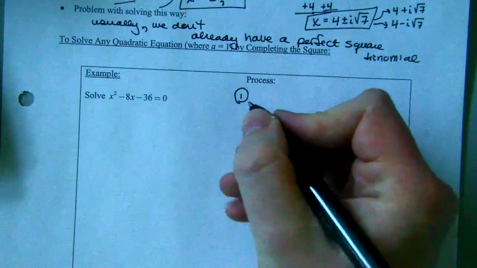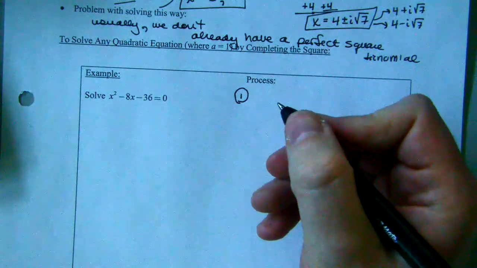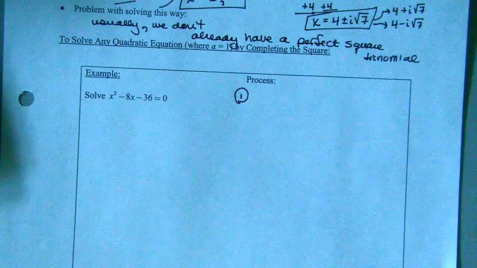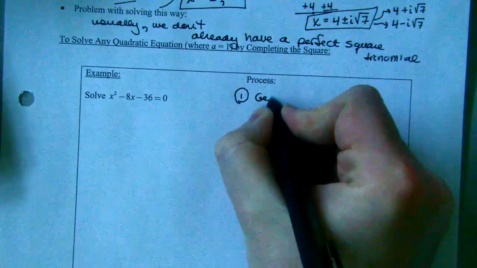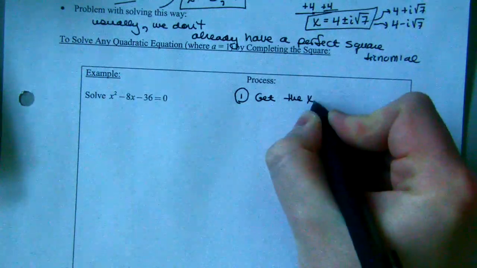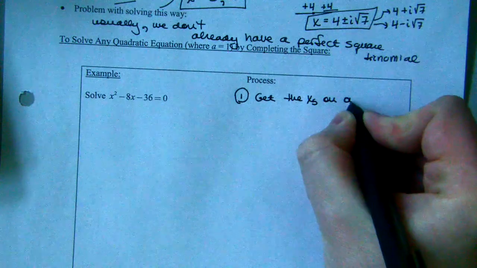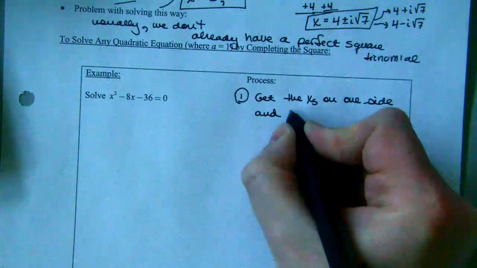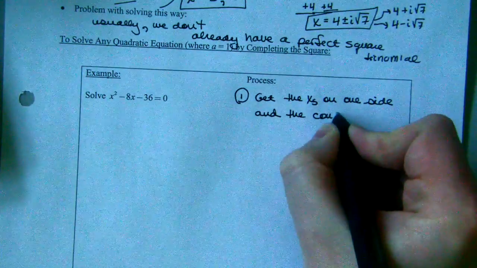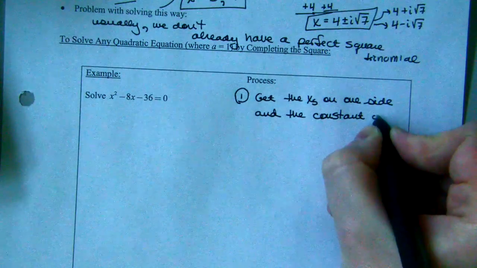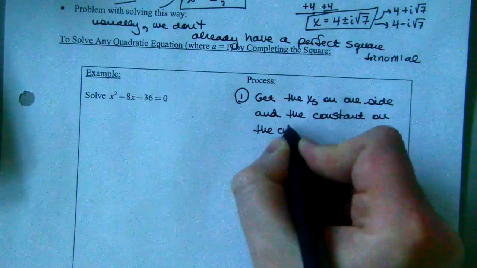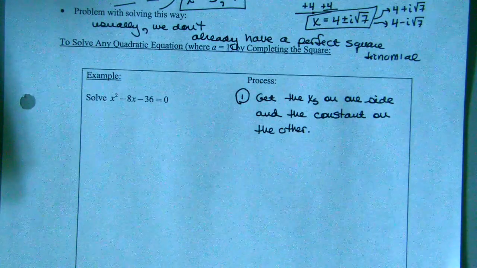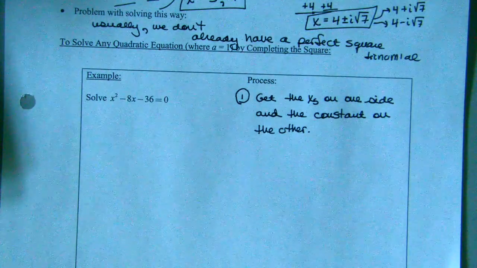Please take careful notes on this because I think this is a little bit tricky. And also, this is definitely one of those things where I'm going to have to see absolutely every line of your algebra. Step number 1: get the x's on one side and the constant on the other.